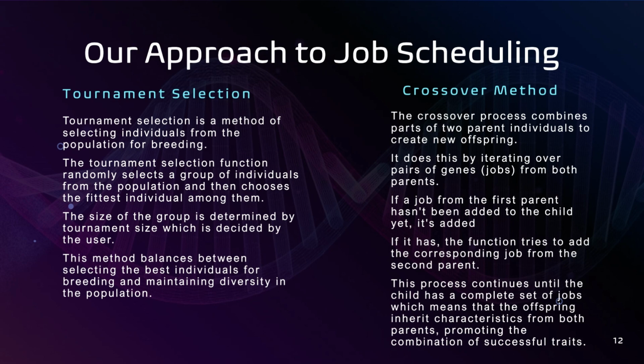Crossover. The crossover process combines parts of two parent individuals to create new offspring. It does this by iterating over pairs of genes, in this case jobs, from both parents. If a job from the first parent hasn't been added to the child yet, it's added. If it has, the function tries to add the corresponding job from the second parent. This process continues until the child has a complete set of jobs, which means that the offspring inherit characteristics from both parents, promoting the combination of successful traits.